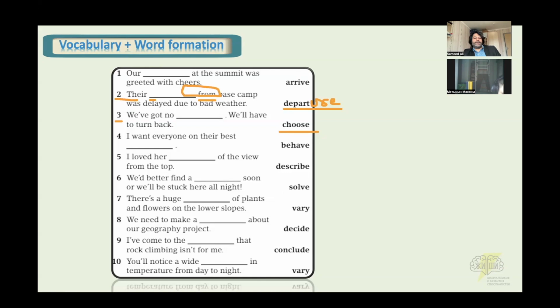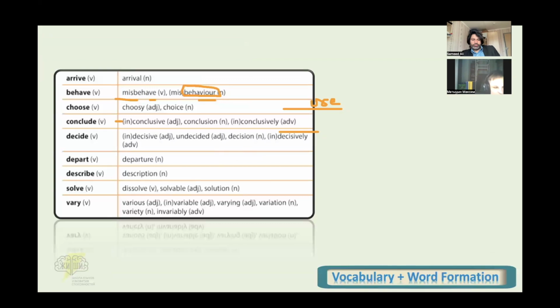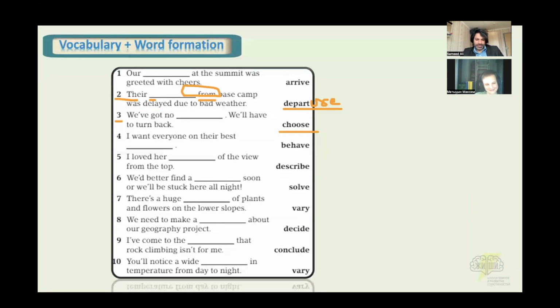I loved her description of the view from the top. Next. We should better find solve soon. Solvable. Solution. Yes. There are huge variant of plants and flowers on the hills. Variety. Variation.